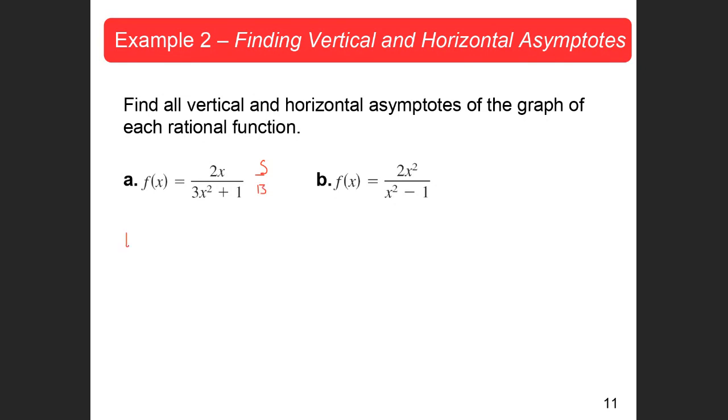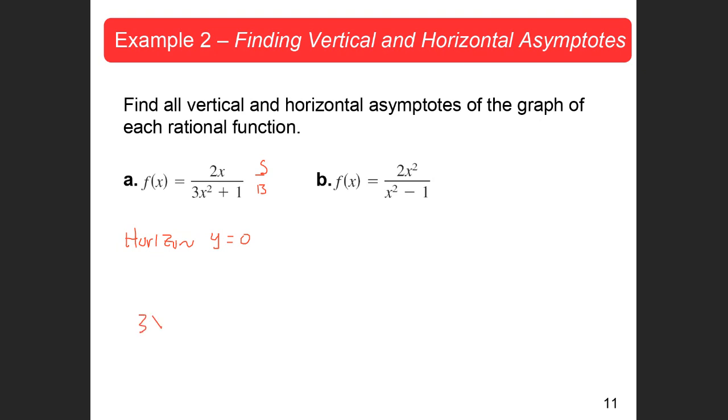So my horizontal asymptote, okay, small over big, what is that? That's going to give us y is equal to 0 for the horizontal asymptote. And then my vertical asymptote, I don't think I'm going to have one, right?